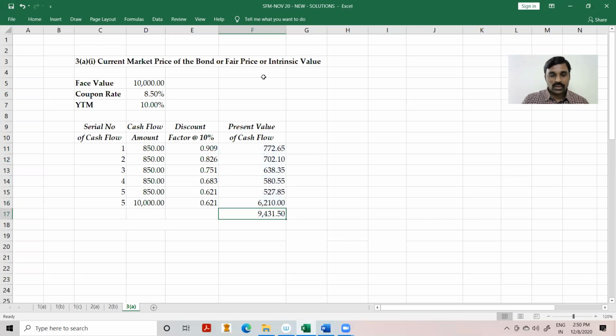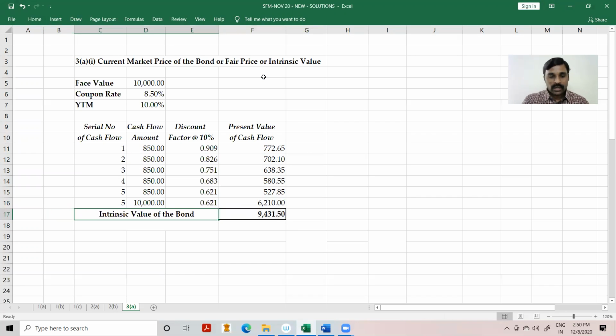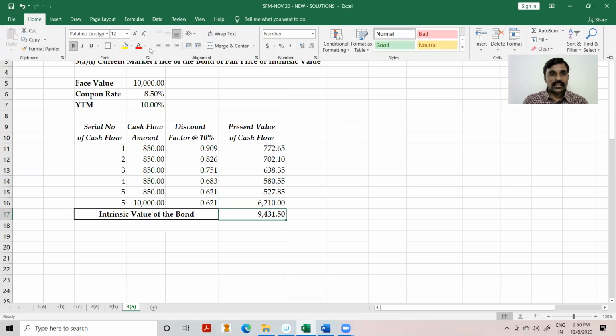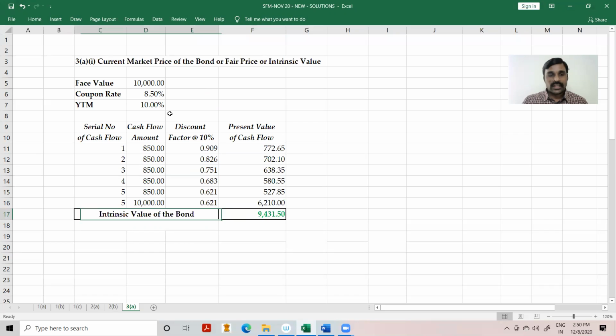So the total value is the current market price of the bond, or you can call it the intrinsic value of the bond. I'll suggest you call it the intrinsic value of the bond. Even though market price is given in the question, according to me it's better to call it intrinsic value. Market price is something to be ascertained, not to be computed. What we are computing is the intrinsic value of the bond.